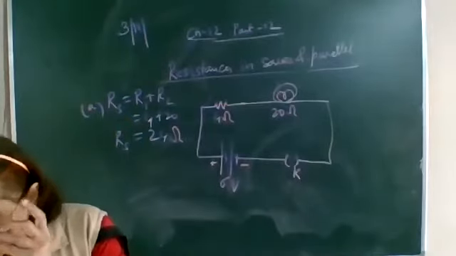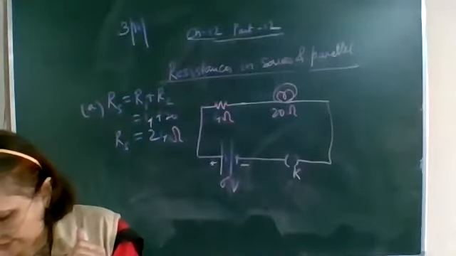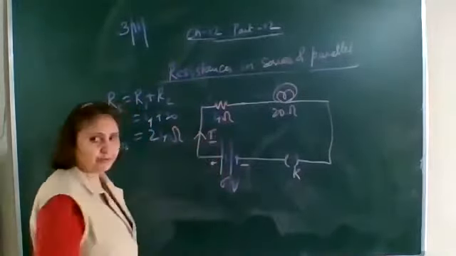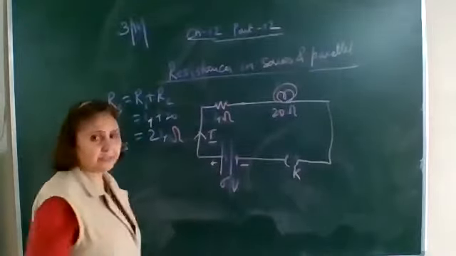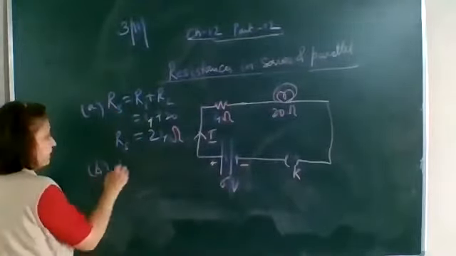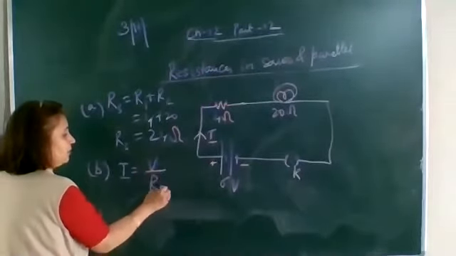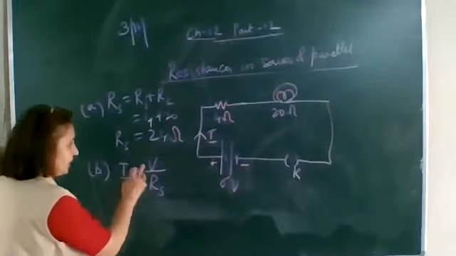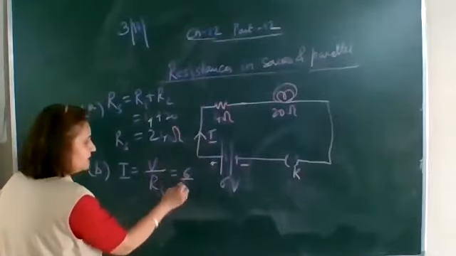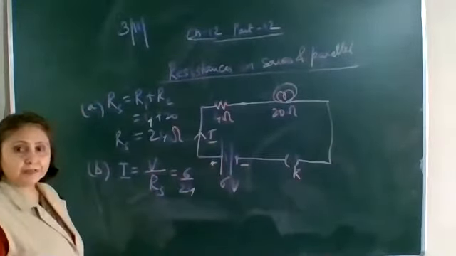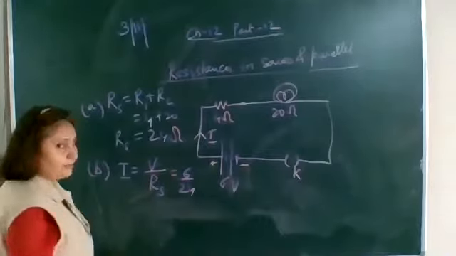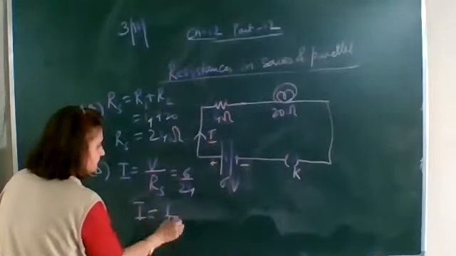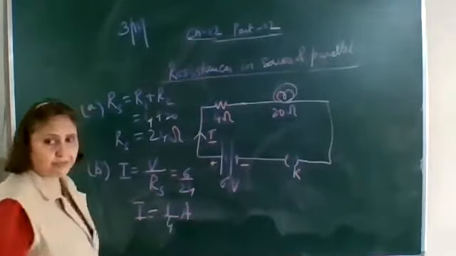Now the second part: you have to find out the current through the circuit. The current given by the battery is I. According to Ohm's law, I is equal to V upon the equivalent resistance, the total resistance of the circuit. V here is 6 volts, and the equivalent resistance we have found to be 24 ohms. So 6 upon 24, that is 1 upon 4.